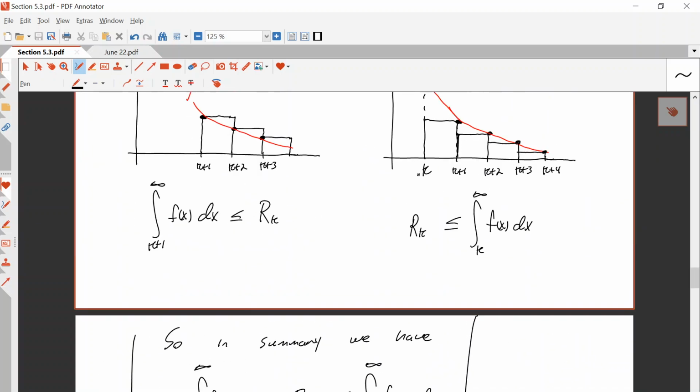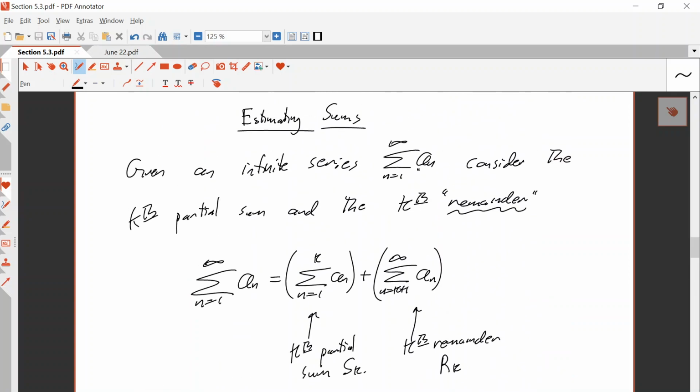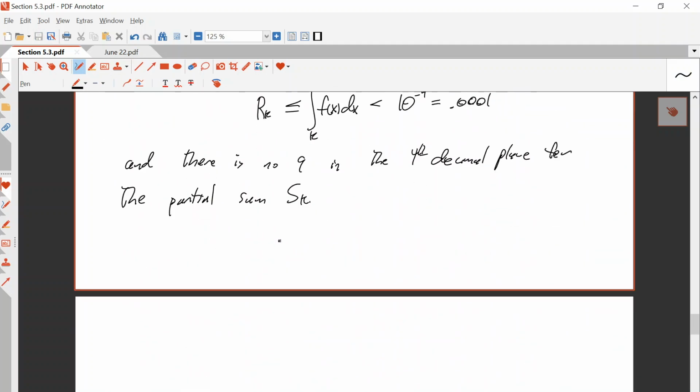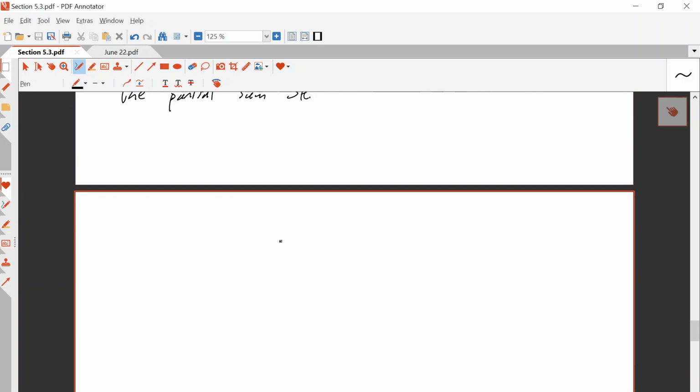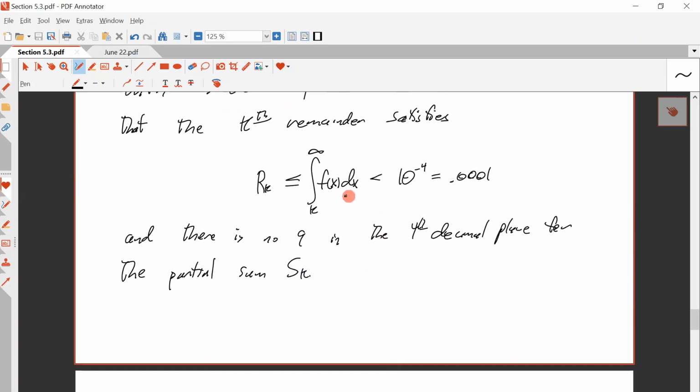Right? And the remainder, why are we doing this? Is because the infinite sum is equal to the partial sum plus the remainder. So as long as that remainder is tiny, right, less than 10 to the minus 4th, this gives you a lot of accuracy in estimating this. Okay, that's the idea that we're working with here. Okay, so let's start with this inequality here.